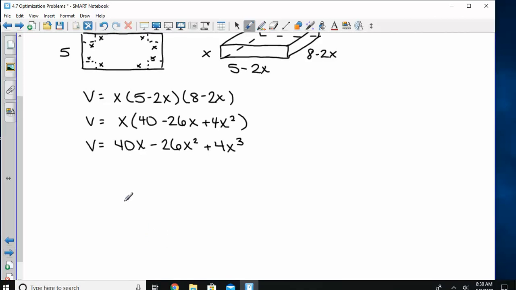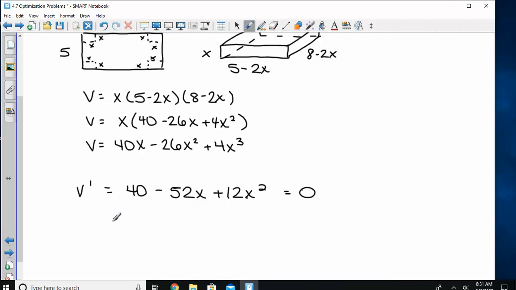Okay, what do I need to do with this? Derivative. You could go ahead and pull things out. I'll do my derivative first and then simplify that. So the derivative of 40x would be 40 minus the derivative of 26x squared, 52x, plus 12x squared. I need to know when this is 0.